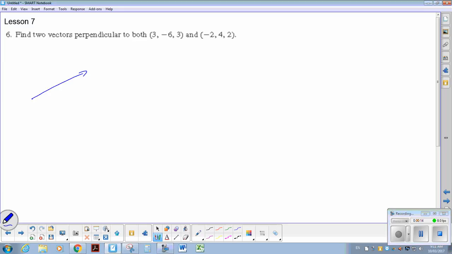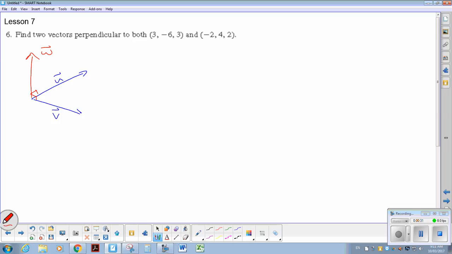So if you have two vectors u and v, the only method we have to ensure that we get a perpendicular vector is to take that cross product. That will guarantee it. So this is our new vector. We'll call it w. It will be perpendicular to both.